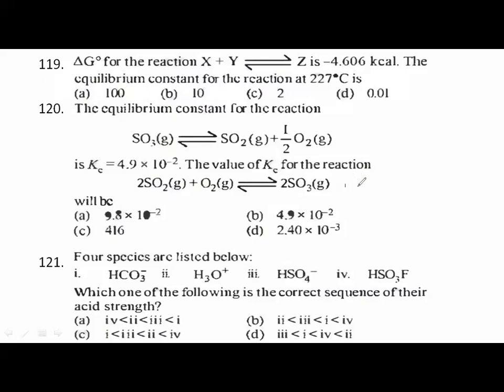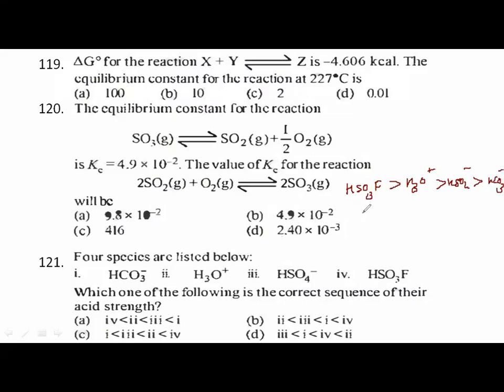So HSO3F comes first. Then comes what? Then comes H3O plus. So acidic strength I'm writing. Then comes HSO4 minus because it is a conjugate base of H2SO4. Then comes HCO3 minus because it is a conjugate base of H2CO3.